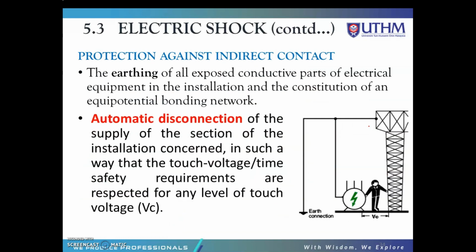Okay, so protection against indirect contact: the earthing of all exposed conductive parts of electrical equipment in the installation, and the construction of an equipotential bonding network. So we have two ways of earthing these conductive parts.